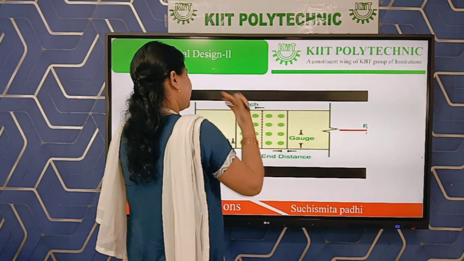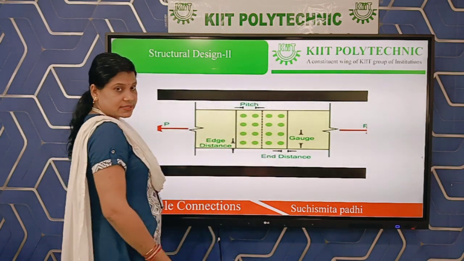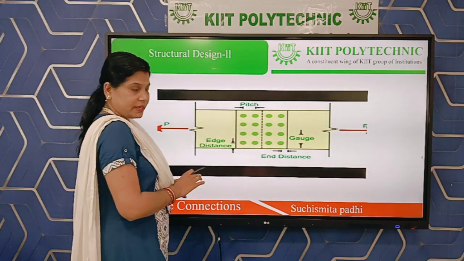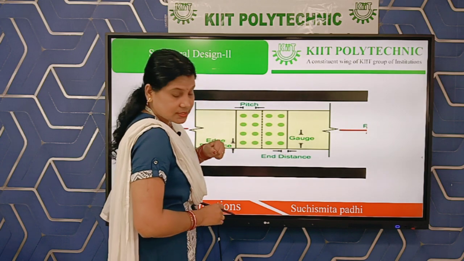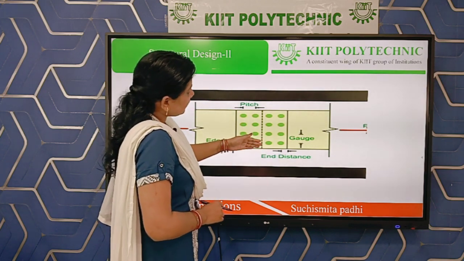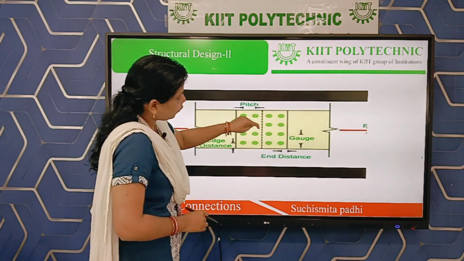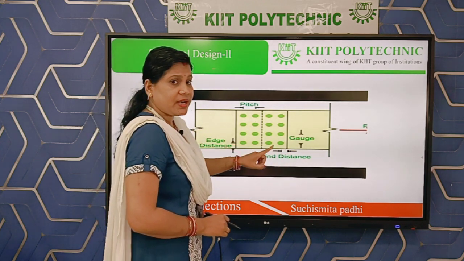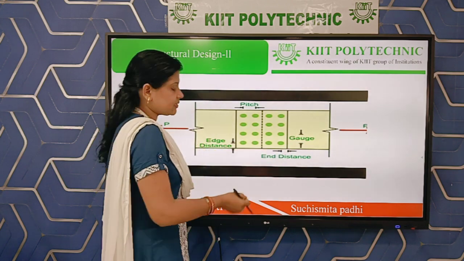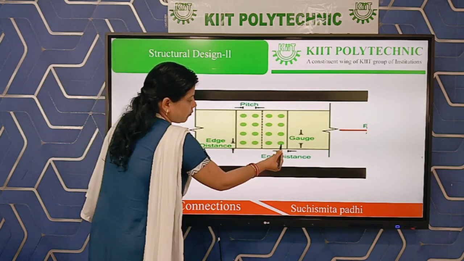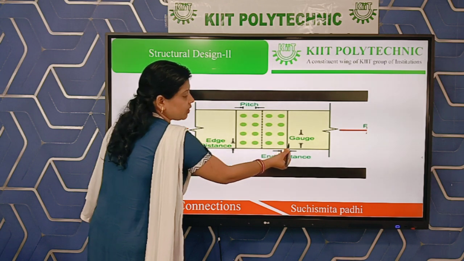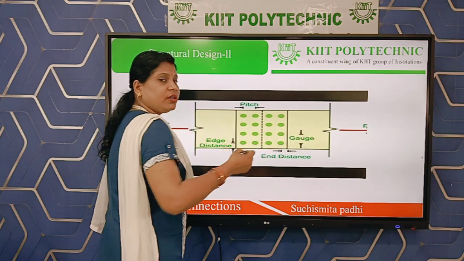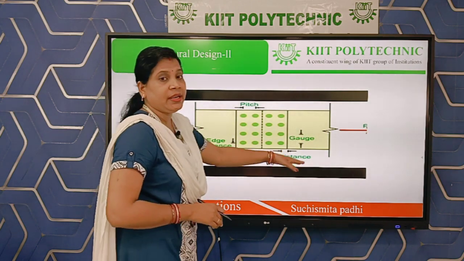Then come to end distance and edge distance. End distance is just opposite of edge distance, and edge distance is just opposite of end distance. So let us discuss end distance. What is end distance? It is the distance from the center of a bolt hole to the adjacent edge measured parallel to the direction of stress. Means we are measuring it horizontally. That is known as end distance.